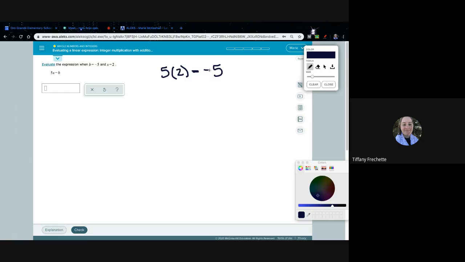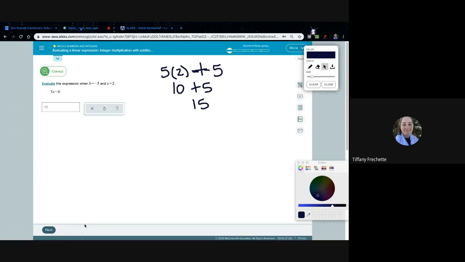Whenever we see minus negative, it's going to turn into a positive. This is that same rule of two negatives make a positive, because it's a lot like multiplying two negatives together. All right, so let's do PEMDAS. First we multiply or divide. In this case, we're only multiplying. So we get 10 plus 5, because I got 10 from 5 times 2. And now I'm going to add. 10 plus 5 is 15. All right, so we get 15, and we're going to check. Perfect.